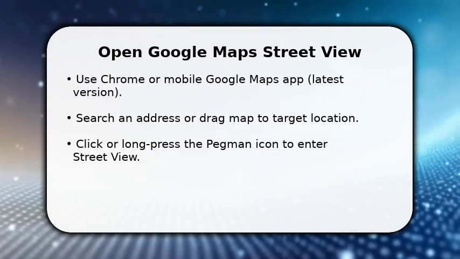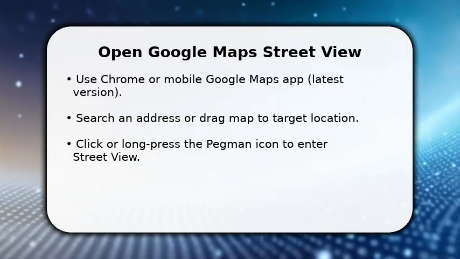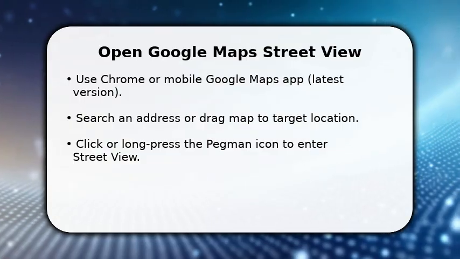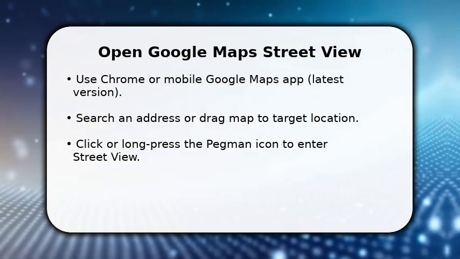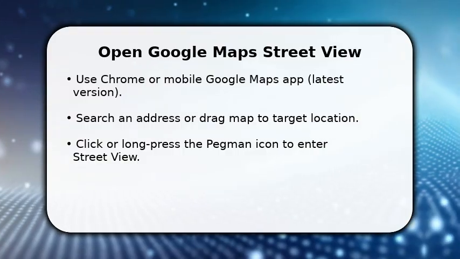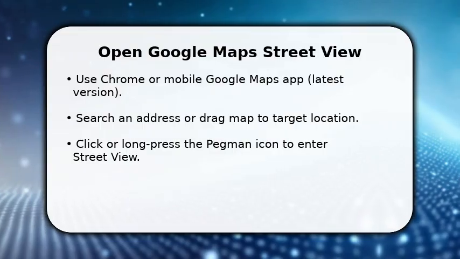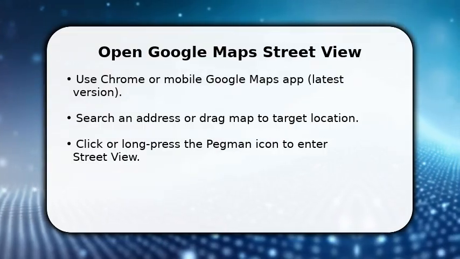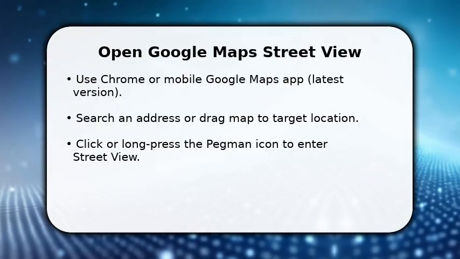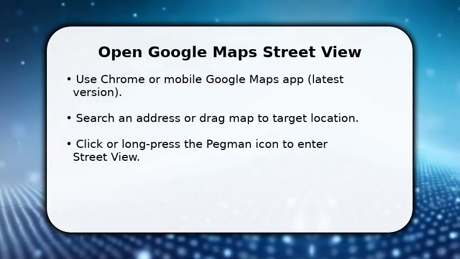Enjoy the video. You start by opening Google Maps, where you will use Street View right away. Search the address or drag the map to the area you want. This narrows results fast. Once the location is visible, click the pegman in the bottom right or long press it on mobile and drop onto a blue highlighted street. You'll enter Street View immediately.